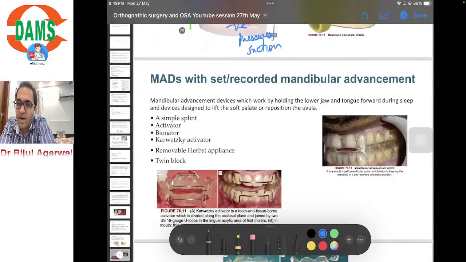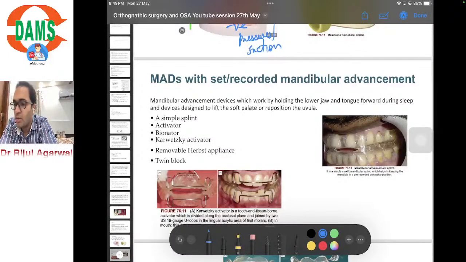Next are the mandibular advancement devices, which are recorded as mandibular advancement. So instead of surgery, these appliances are given. These are similar kind of appliances which we have discussed in the growth modification: the twin block, the simple splint, activator, bionator, Karvitsky appliance, removable Herbst appliance, and the commonly used twin block. These are the appliances which we have already discussed in the myofunctional or the growth modification appliances.